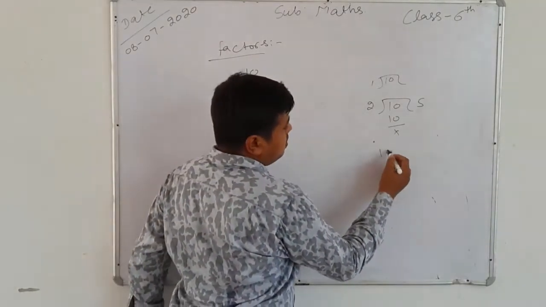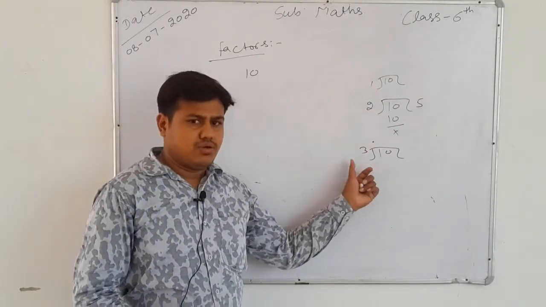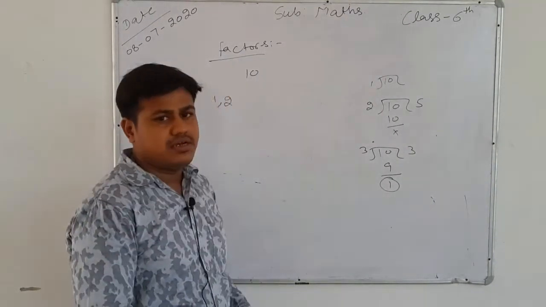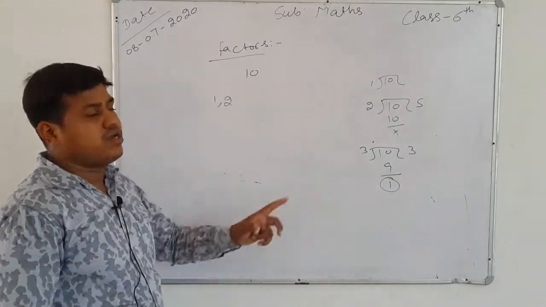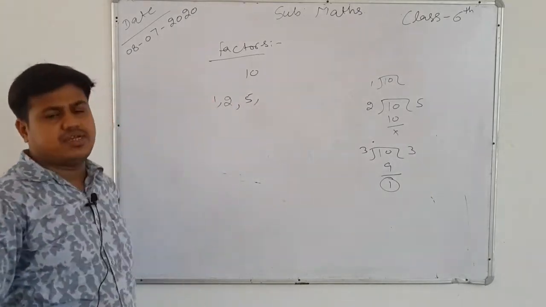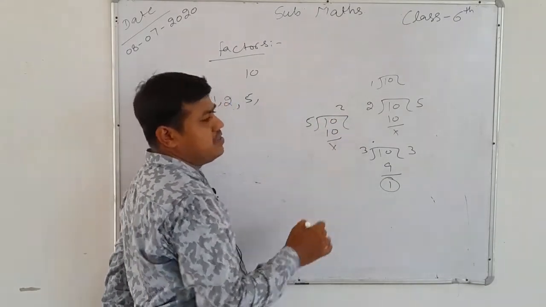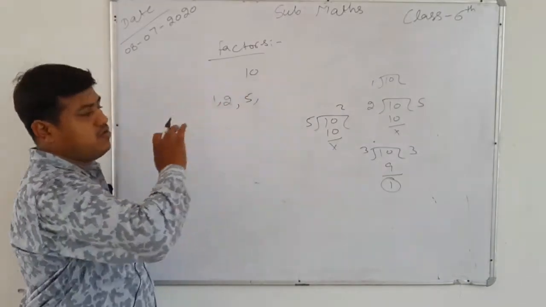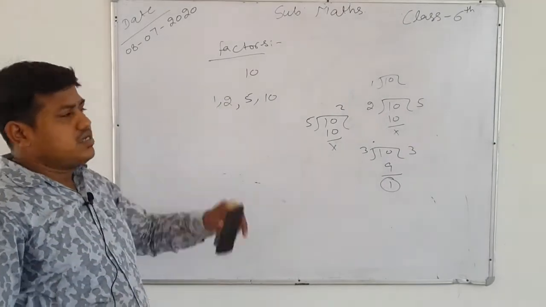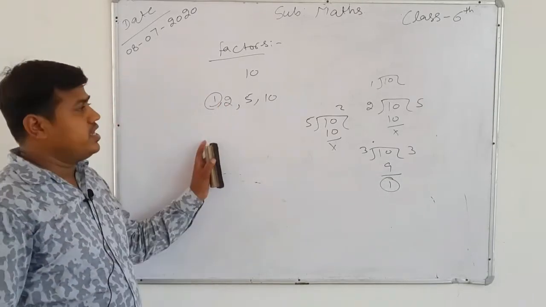If we choose 3, 10 is not divisible by 3. 3 threes are 9, and 1 is the remainder. Here the remainder becomes 1, so 3 is not a factor. 4 is also not a factor. If we choose 5, 5 is a factor of 10, because if we divide 10 by 5 it's completely divisible, with no remainder. If we choose 10, 10 is also a factor of 10. So from here we conclude 1 is always a factor of any number.